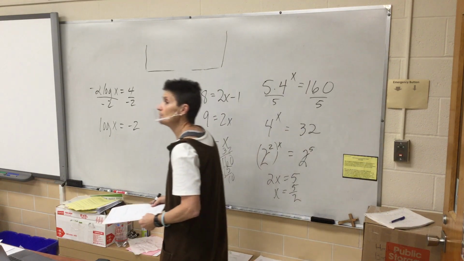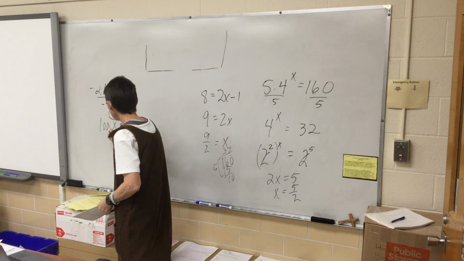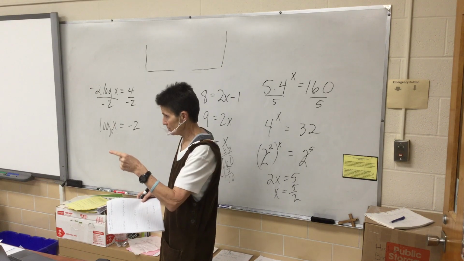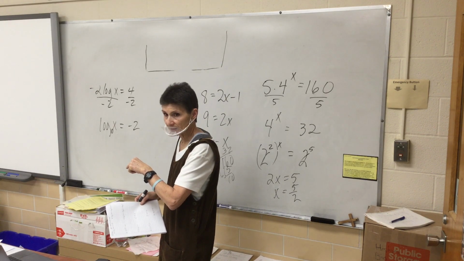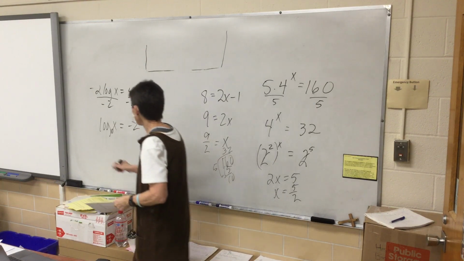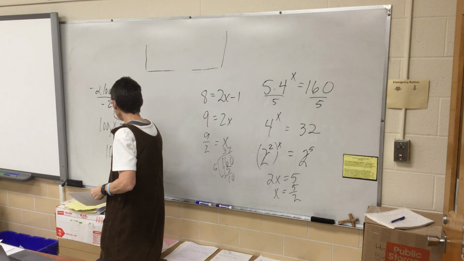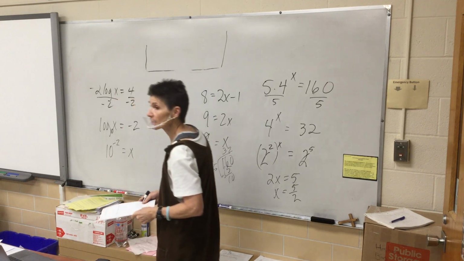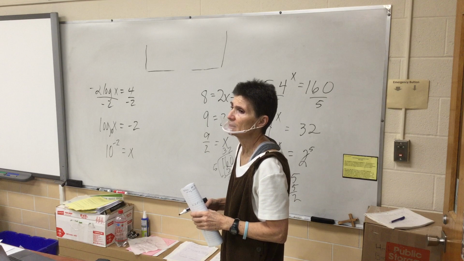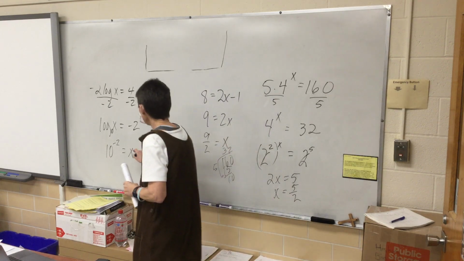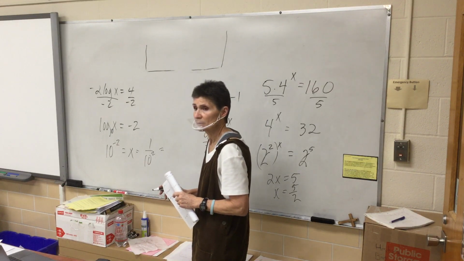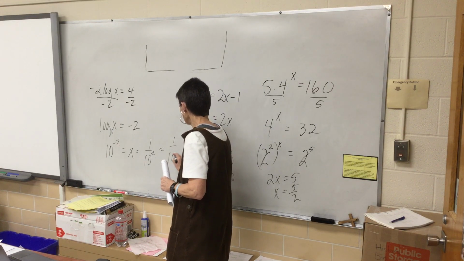We're going to loop-de-loo, so we'll put in the base 10. How do we know the base is 10? Because LOG means base 10. If there's no number already there, you put a 10 in. So 10 to the negative second equals x. What does 10 to the negative second mean? 1 over 10 squared, which is 1 over 100.